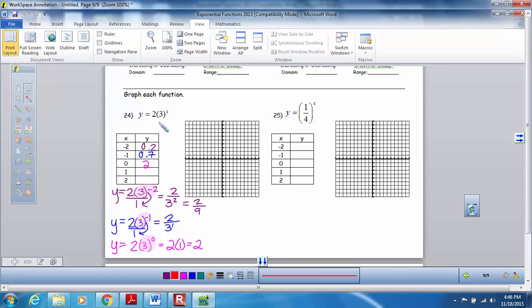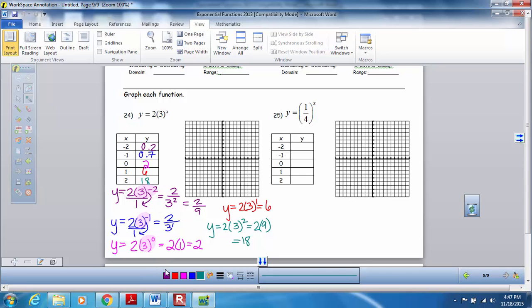Okay, and then we plug in 1, so we get y equals 2 times 3 to the first. 3 to the first is just 3, and 2 times 3 is 6. So we'd write 6 here, and then we're going to plug in 2 for x. So that gives us y equals 2 times 3 squared. I know that 3 squared is 9, so I get 2 times 9, and you can actually just plug this whole thing in your calculator, and that's going to give you 18.